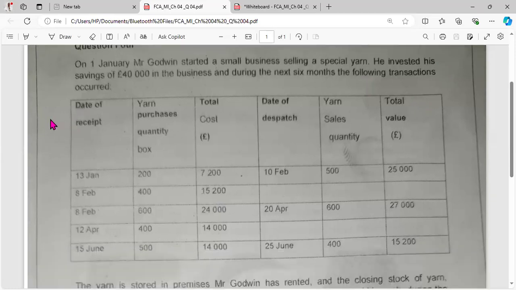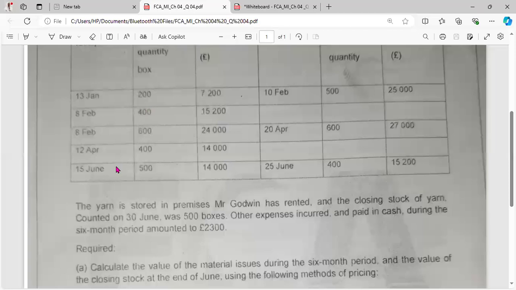Now, we were given the date of receipt of these yarns. Then we have the purchases quantity, which are in boxes, and the total costs. Then the date of dispatch, that's the date it was being sold, the quantity in boxes, and the total value. The yarn is stored in premises Mr. Godwin rented, and the closing stock of yarn counted on June 30 was 500 boxes.